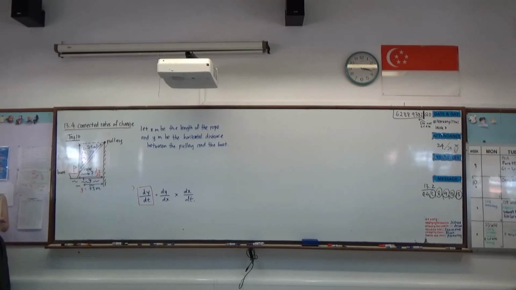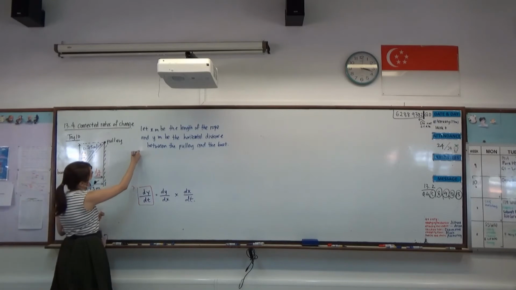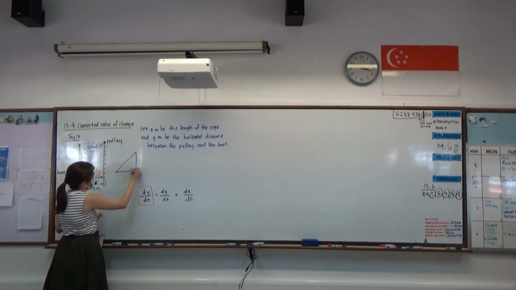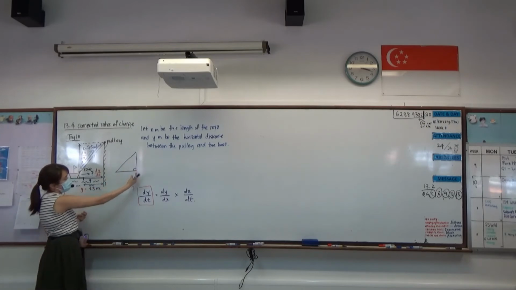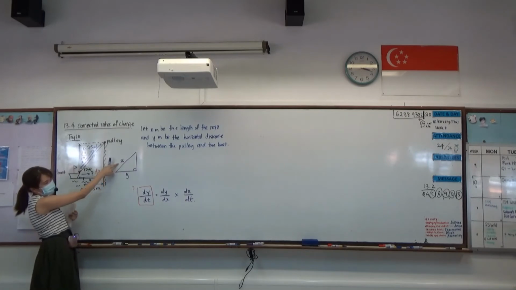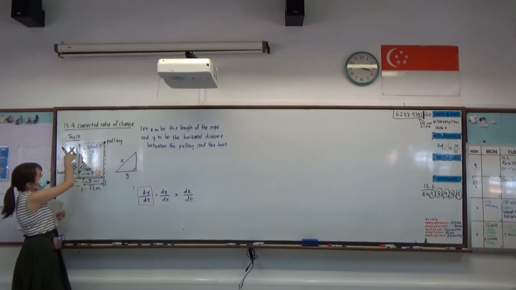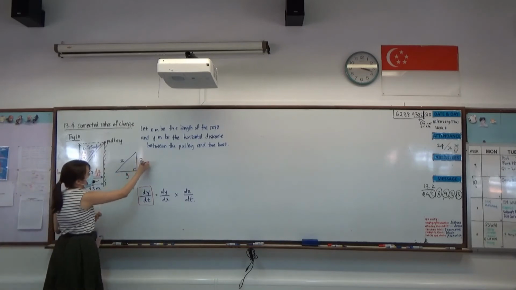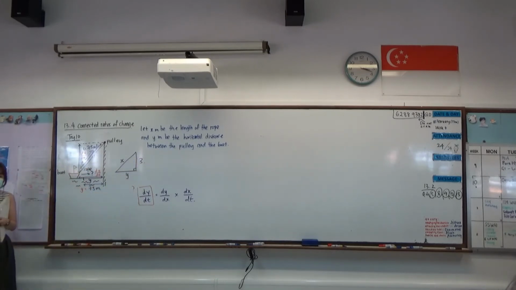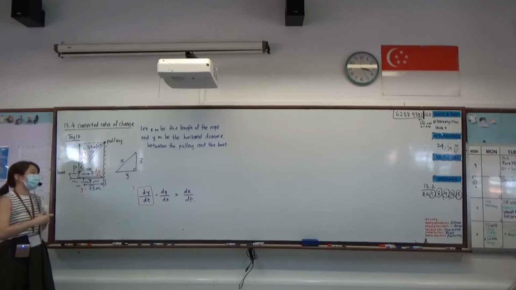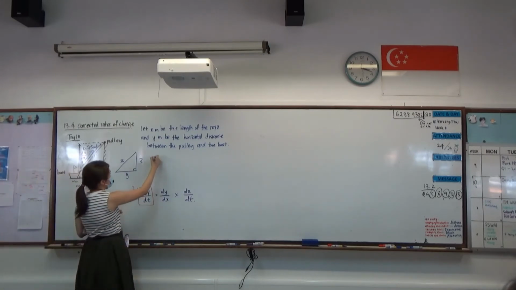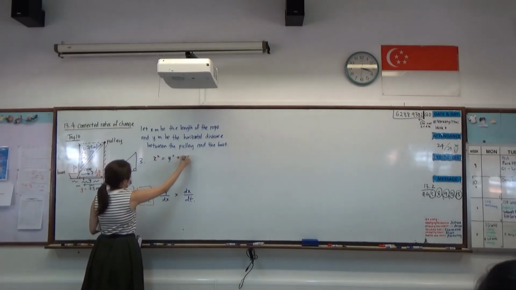Let's just imagine that this boat is like a point, and we ignore the fact that the boat has some height to it. Essentially we are looking at a right angle triangle, assuming that this dock itself is perpendicular to the water edge. So this is my y, this is my rope x, and this vertical distance we are told is 3 meters. So we have a right angle triangle, and that's where we can use Pythagoras theorem. Pythagoras theorem tells us that x squared equals y squared plus 3 squared.